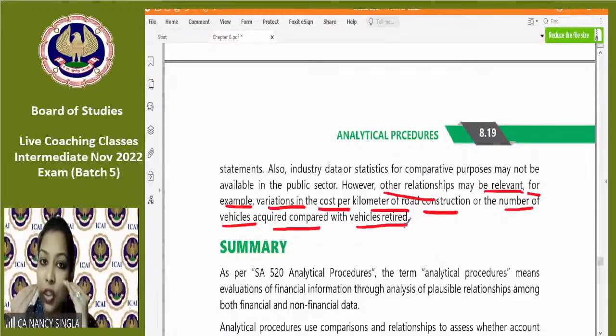But since there is little direct relationship between revenue and expenditure, why? Because the purpose is what? Public welfare. Subsidized rates are provided. The comparable data may not be available. So the way of applying analytical procedure in case of public sector entities might change. Okay? So is it clear?